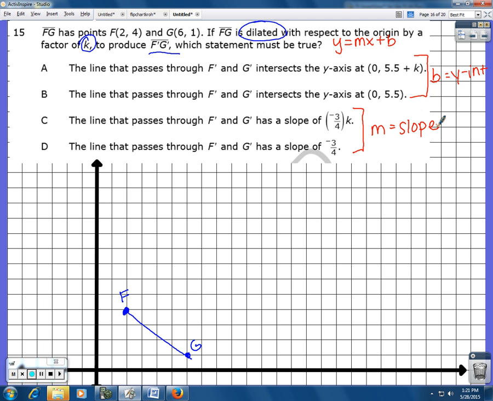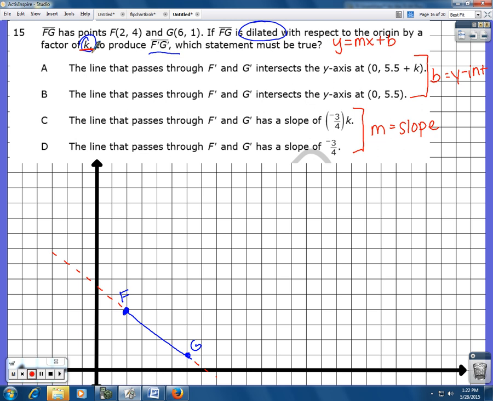Now, there are several ways to solve this. One way is to figure out what the slope and the y-intercept would be of your original FG, if it were extended, and then dilate it by a factor of k, which kind of means any constant. So we could dilate it by a factor of 2 and see what the new slope and the new y-intercept would be of our new line. Or you could use a factor of 3, 4, whatever. You're basically just plugging in a number to see what changes. So we can try that.